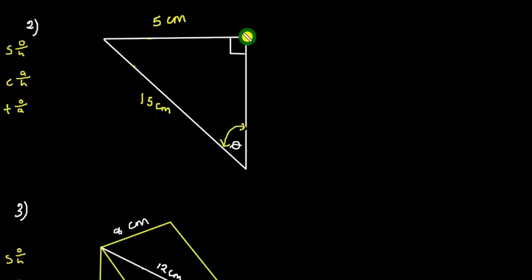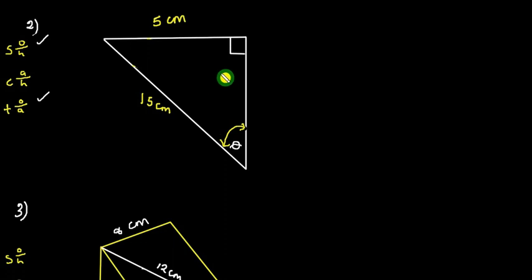Now the second question, we are asked to find theta, this angle. But many students have difficulties understanding when to use sine, cos, or tan. So like I said in the previous question, we identify what we are given. We see that the side opposite to this angle, we are given 5 cm. So we tick off the opposite side.